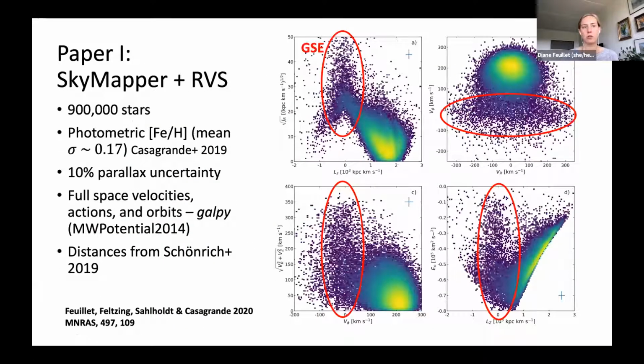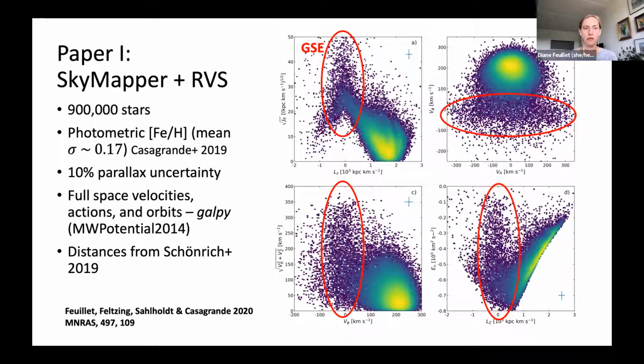Okay, so paper one in this sort of mini series was looking at a combination of SkyMapper data and Gaia RVS data. So SkyMapper is a photometric survey that gives us pretty good photometric metallicities for a really large number of stars. So with this photometric data, you can get these metallicities for a larger number of stars, especially pushing out to the halo, than we could with spectroscopic surveys right now.